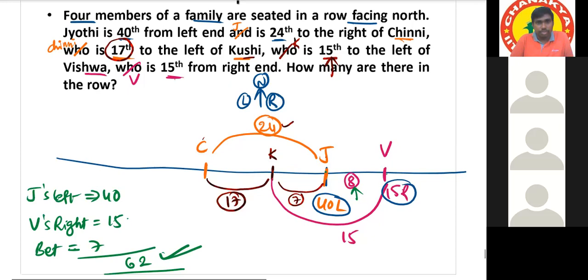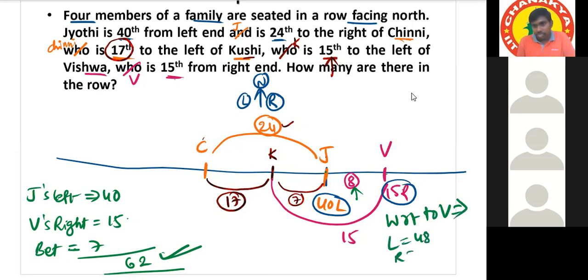62. Sir, we can directly take Vishwa's position from the left hand side and right hand side, and minus 1. Based on Jyoti, we can find Vishwa's left position, 48. With respect to Vishwa, left is 48, right is 15. So we'll get 48 plus 15 minus 1. Yes, sir, 62. Same answer, 62.